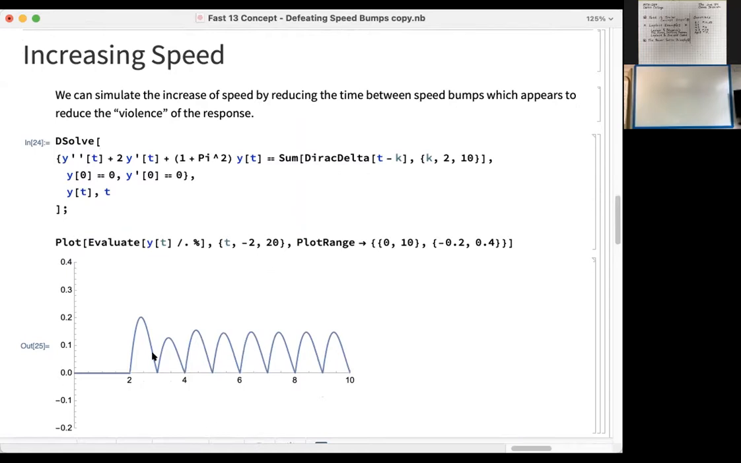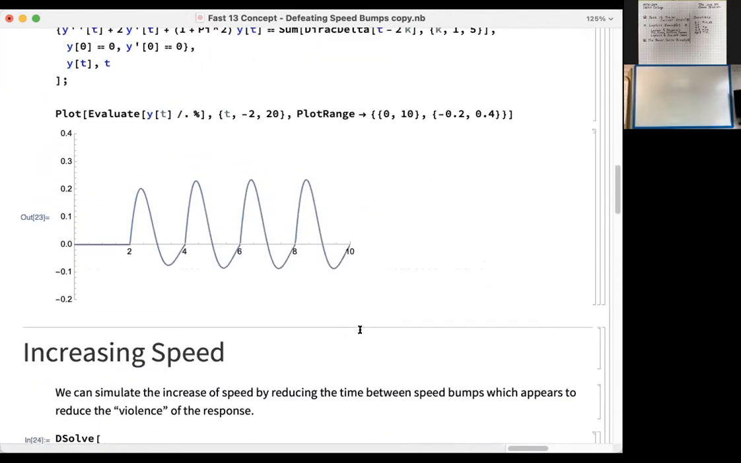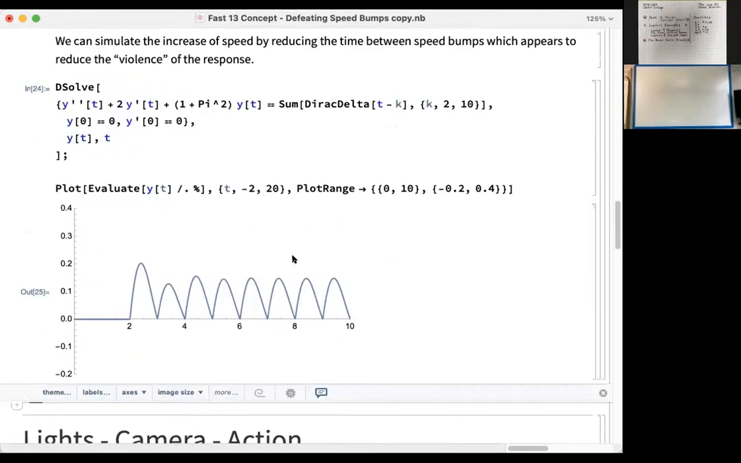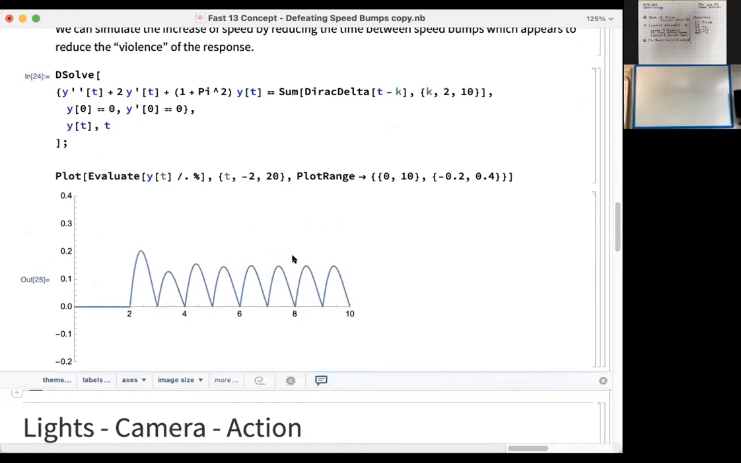Or maybe this is what the authors meant by more and more violently. Or is this a lesser change in amplitude as time goes on? You could compare these two pictures and decide. So this is at 10 miles an hour, this is at 20 miles an hour. Okay, you know, we could debate which one was more violent.